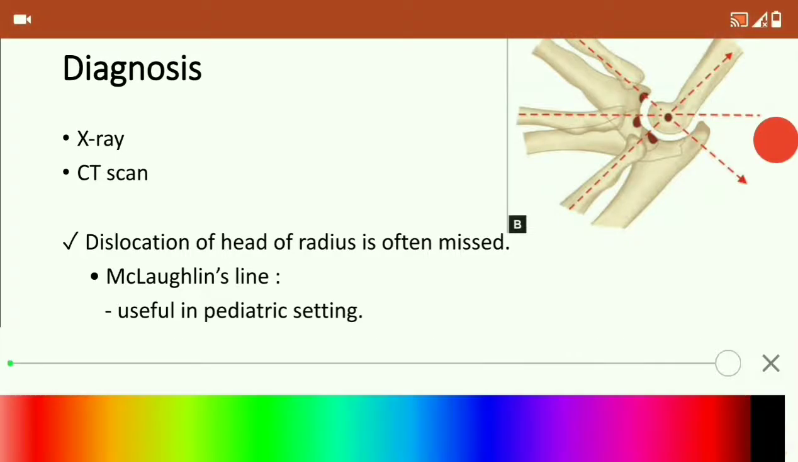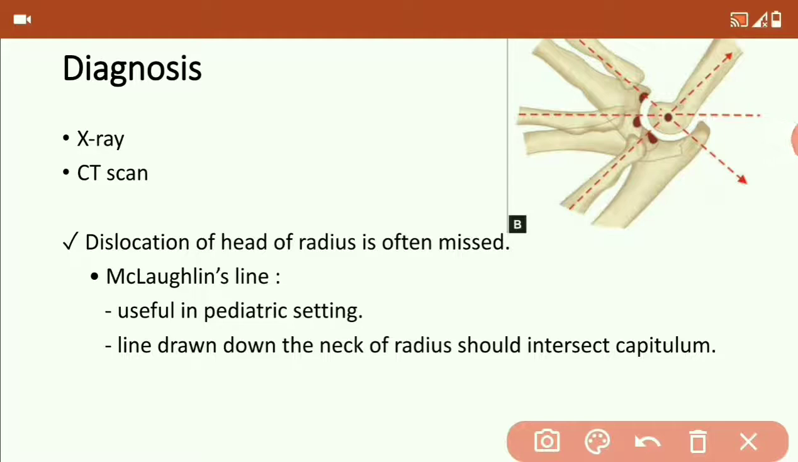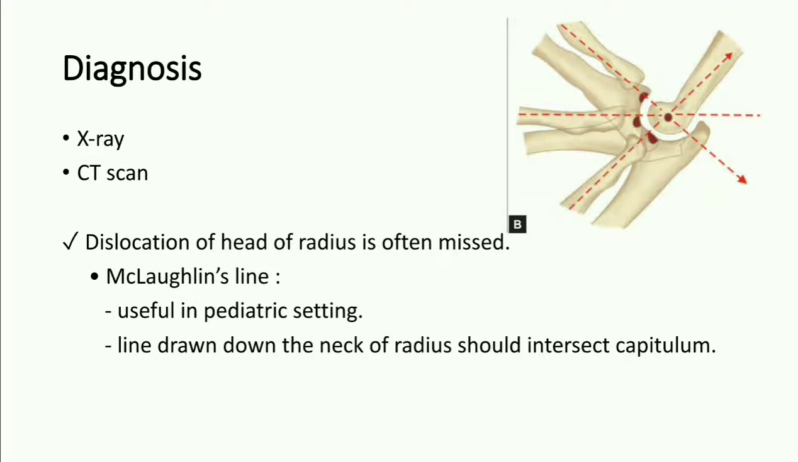So here in the figure we can see that the line passing from the shaft of the radius is intersecting the capitulum. So if the McLaughlin line or radiocapitellar line does not intersect with the capitulum, then we can suspect it as radial head dislocation.